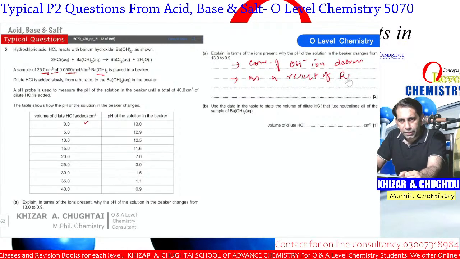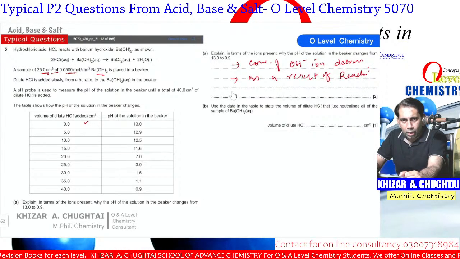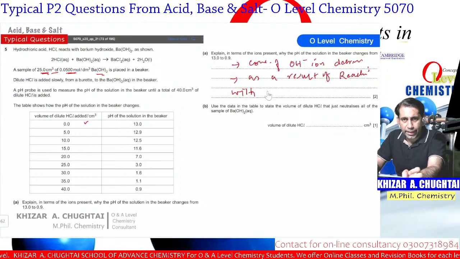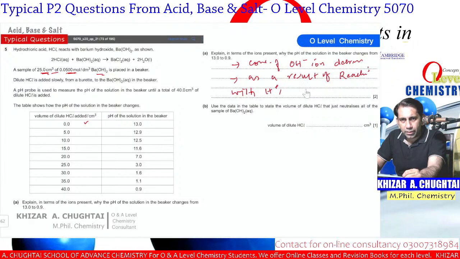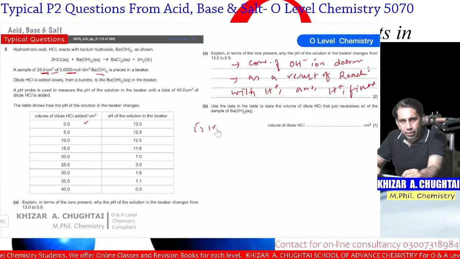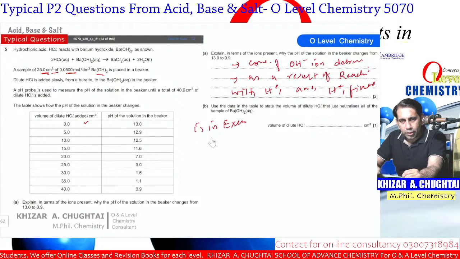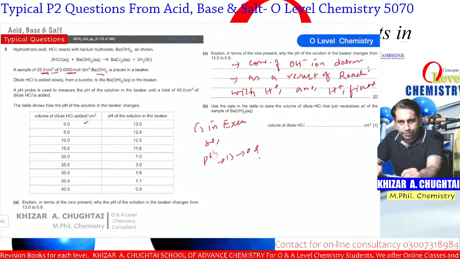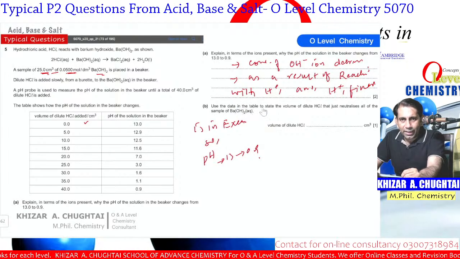As a result of reaction with H positive ion. Sorry, I think that is not enough space. H positive ion, and finally H positive ion is in excess. So pH changes from 13 to 0.9. The next one is use the data table.